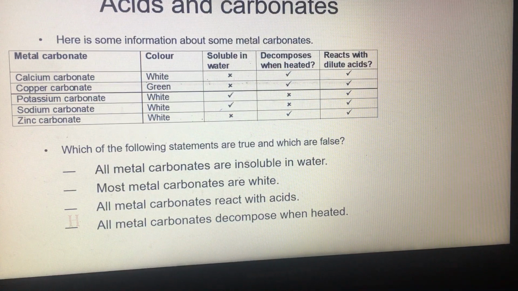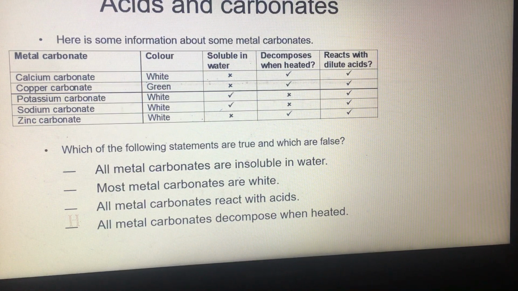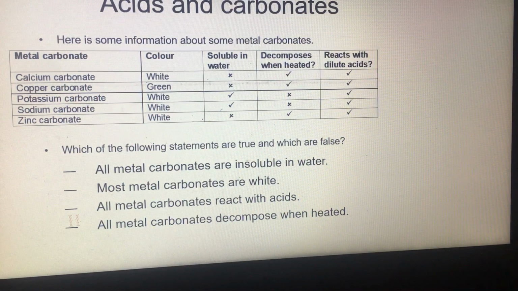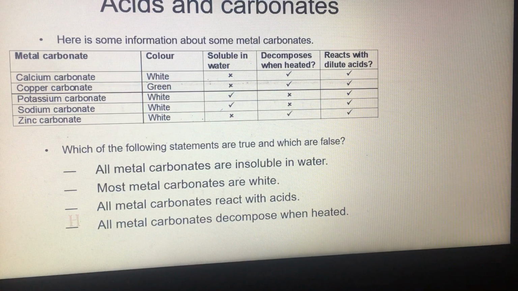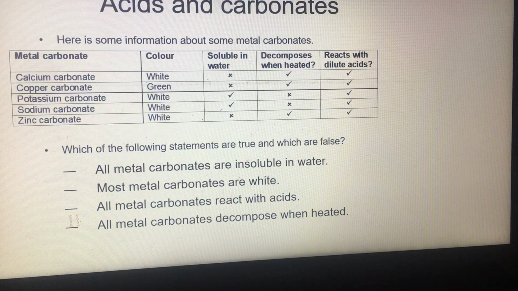The second one, most metal carbonates are white. If you look at the table, you will also find that the color of most metal carbonates is white. So this sentence is true. The third one, all metal carbonates react with acids. If you look at the table, you will find that all of them react with acids. So this sentence also is true.